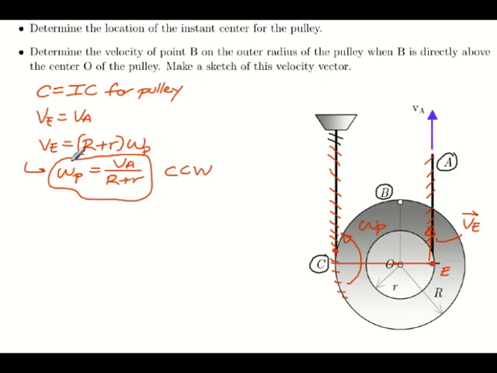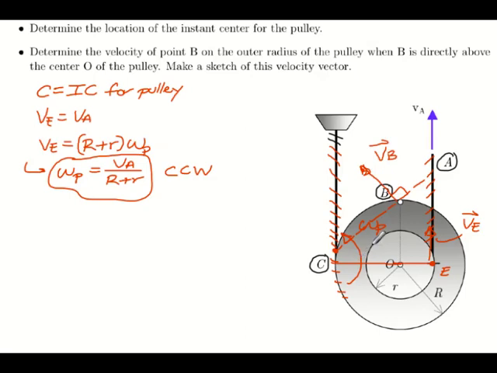Now let's come up here to point B. Well, B is on the same rigid body as C. So if I draw a line up here to B, we know velocity B has to be perpendicular to the line that connects B back to the instant center. So this velocity of B is like that. It's at a 45-degree angle.